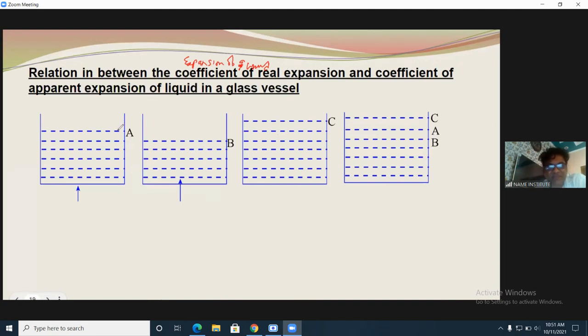Initially the level of the liquid is at A. Here heat is being supplied. What is being supplied? Heat. So when heat is supplied, delta Q, heat is again supplied, delta Q.